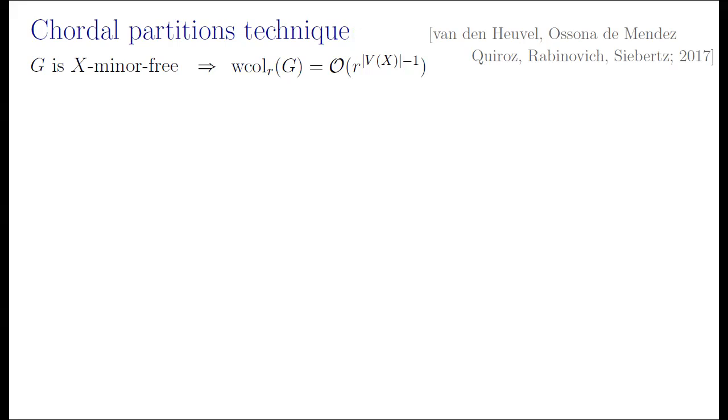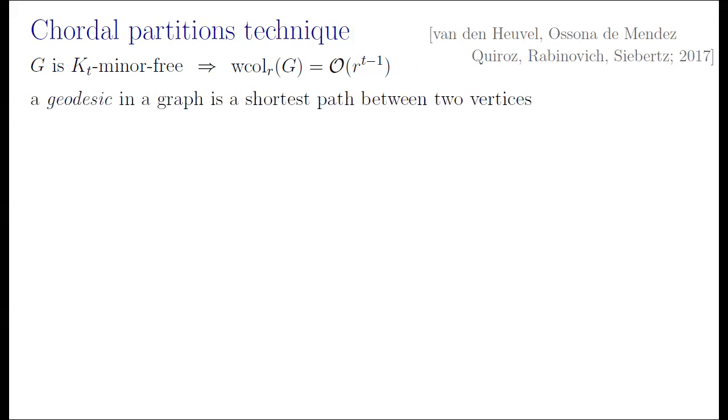Let's keep things simple. Instead of X, now we can just consider K_t, because we only care about the number of vertices, so we consider K_t-minor-free. And the bound should now be r to the power of t minus 1. So a geodesic in a graph is the shortest path between two vertices.